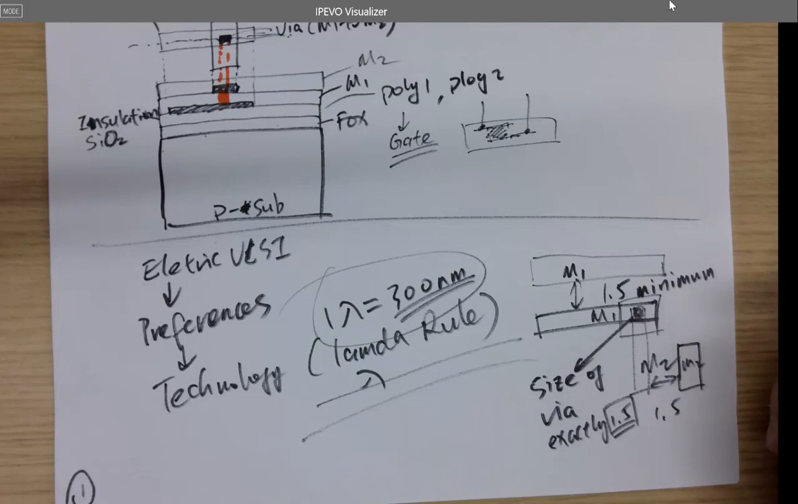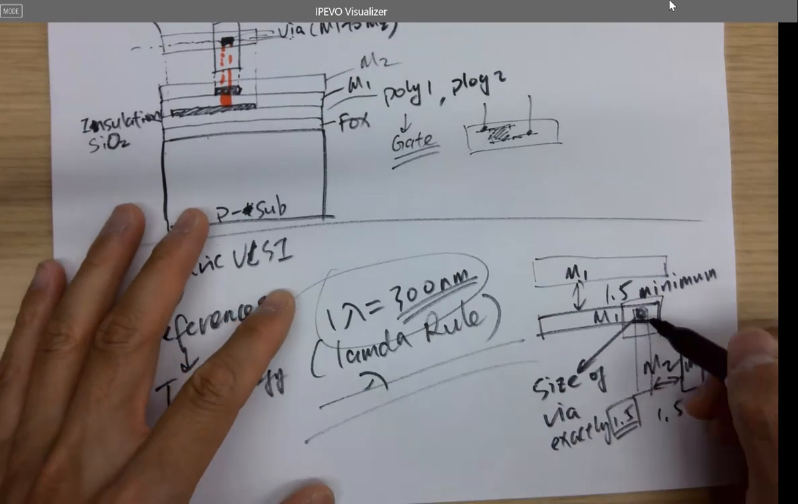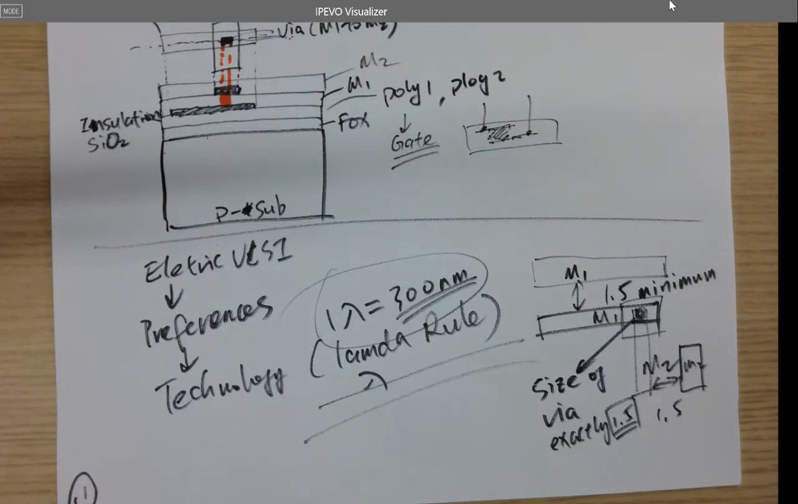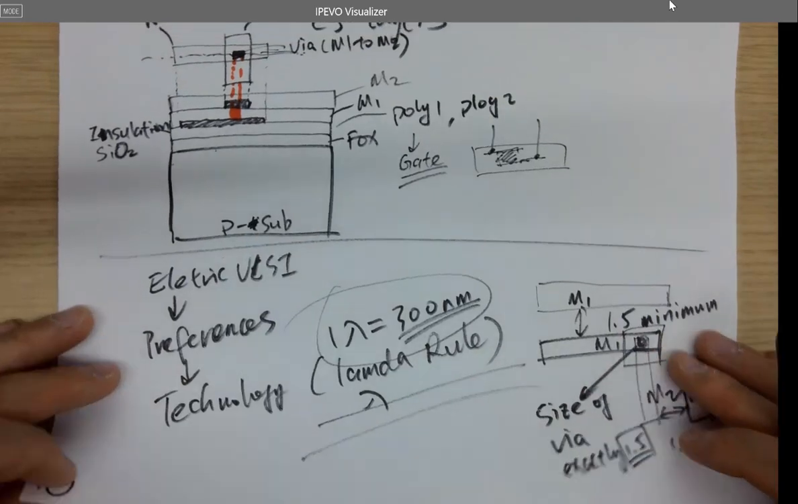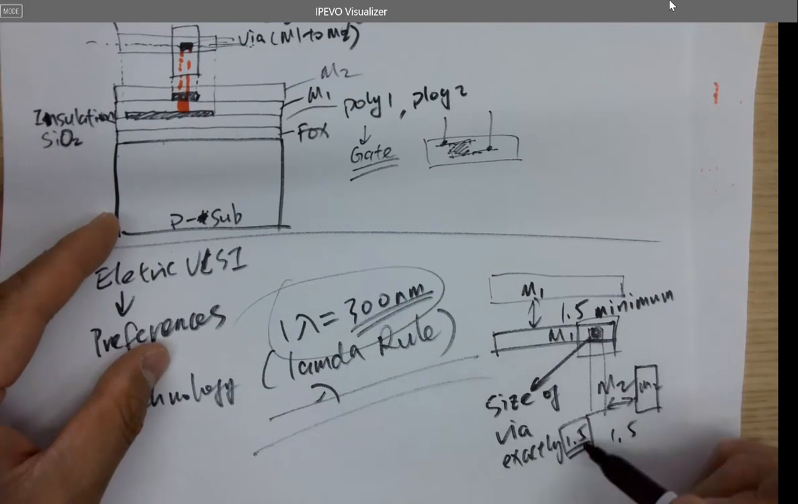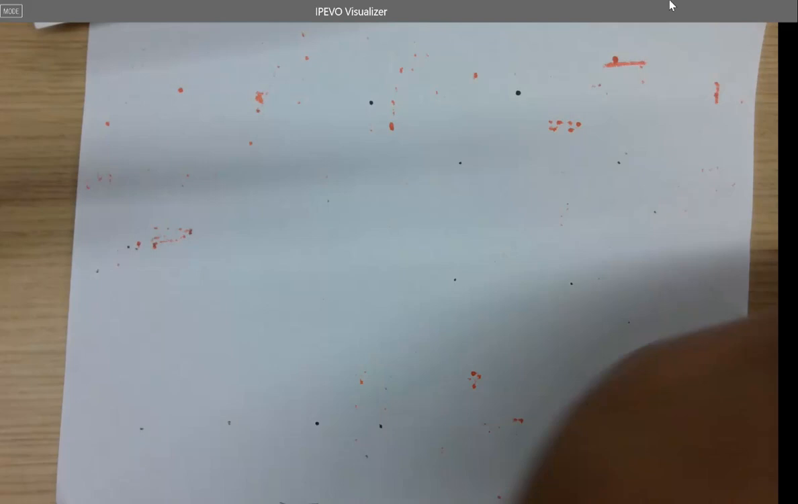And overlap of via with metal 1 and metal 2 is a minimum of 0.5. 0.5. What does that mean? Overlap of via with metal 1 and metal 2 is a minimum of 0.5. I'm not getting that. It's okay. But as we know, the exact size of the via is 1.5 lambda.